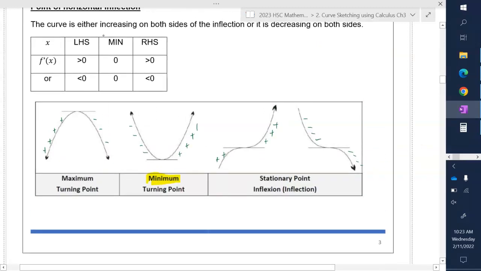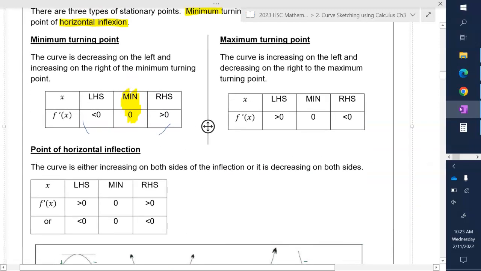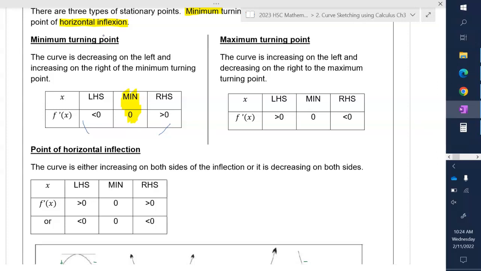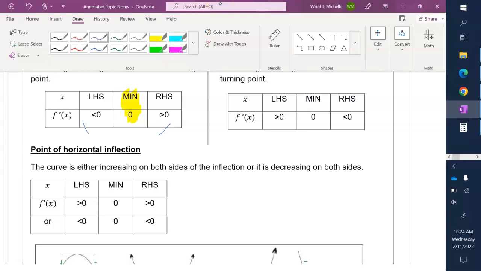Similarly, but the opposite is happening in the maximum turning point. We're starting off to the left of our turning point with a dy/dx that is greater than 0. Then we've got it equal to 0 and then less than 0. And that's what this is saying here. For a maximum turning point, the curve is increasing on the left and decreasing on the right to the maximum turning point.